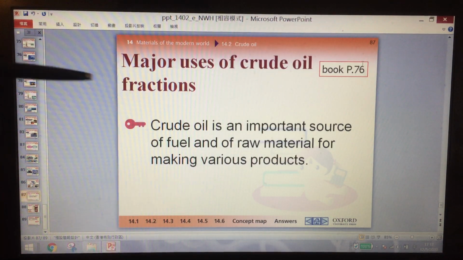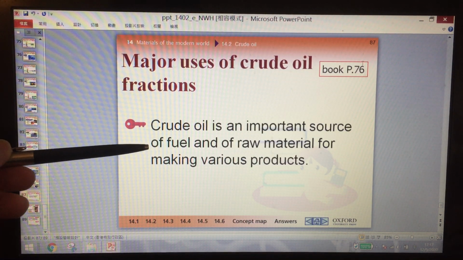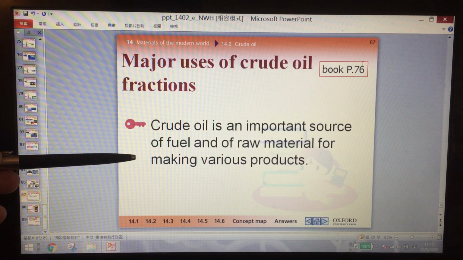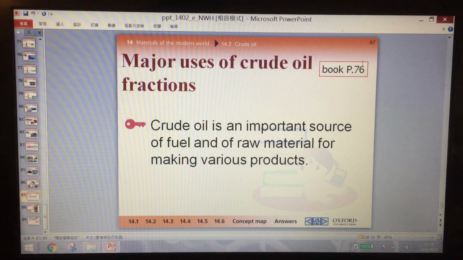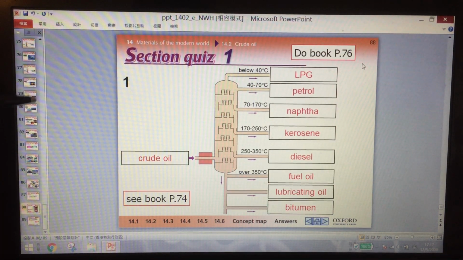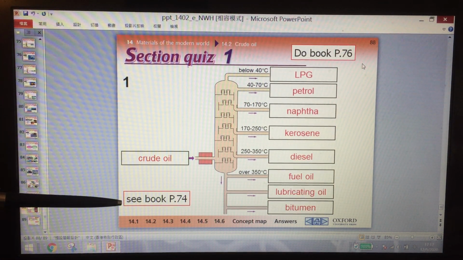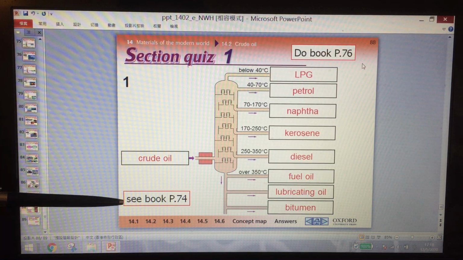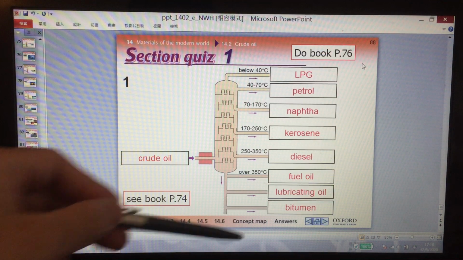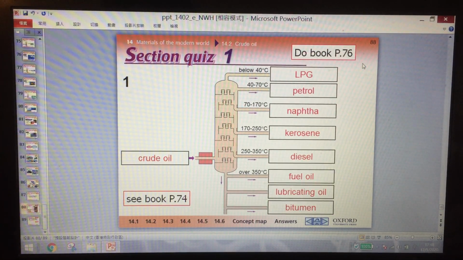Okay, conclusion. Crude oil is an important source of fuel and of raw material for making various products. So crude oil is a very important material. Now, finish your book. Actually, you can refer to the book page 74. Okay, different boiling points, we will have different fractions from the crude oil. Okay, this is quite easy.